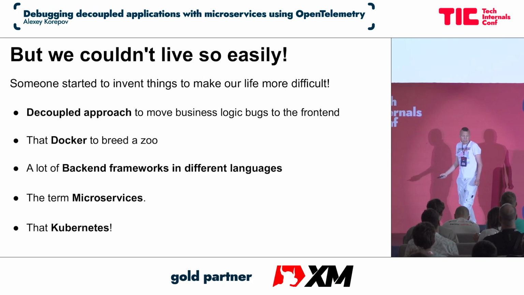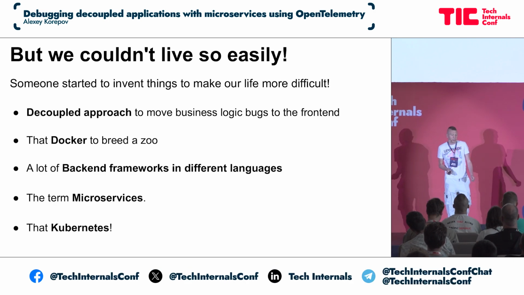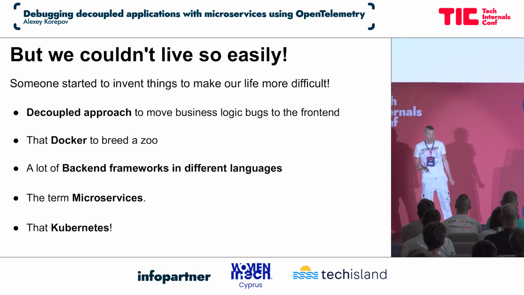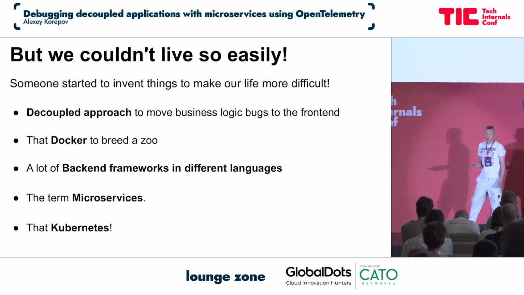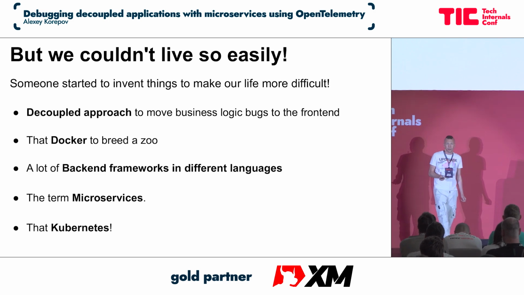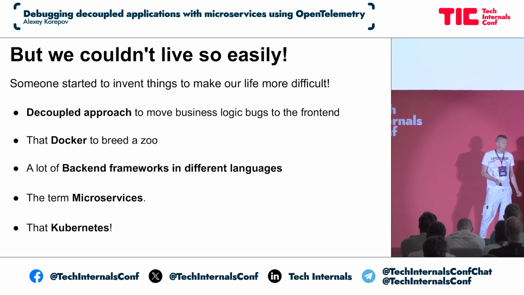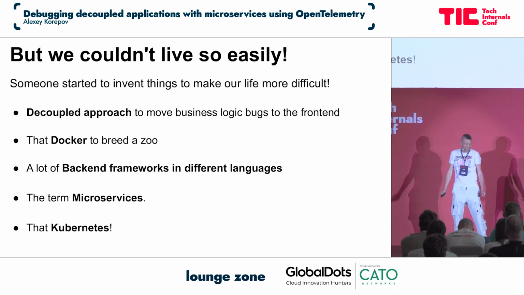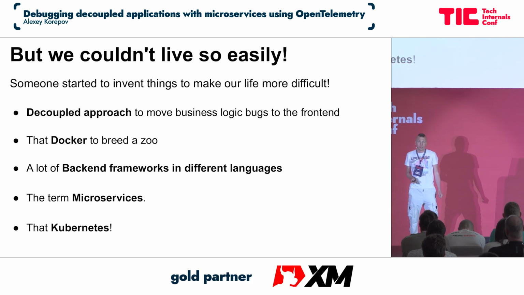But then someone started to invent things to make our life more difficult. That decoupled approach that moves part of our crucial business logic from the backend to the front end, with a lot of bugs on the front-end side. That Docker that makes it easy to breed a zoo of different technologies on one server. A lot of backend frameworks in different languages: Ruby on Rails, Python, Go, Node.js. And that term microservices to make everything complicated. By the way, who is that guy who coined that term that makes our life very hard? And that Kubernetes that makes it fashionable to breed our zoo and makes it more difficult to monitor and debug.